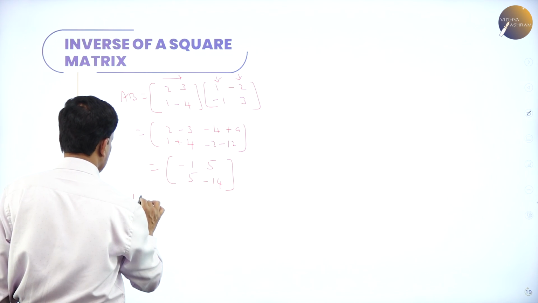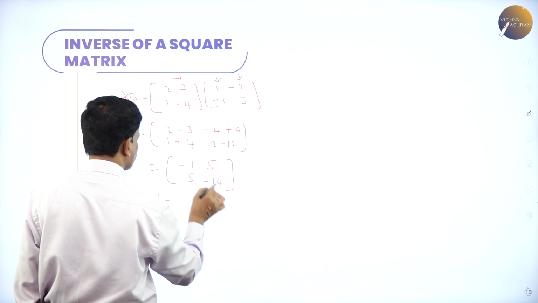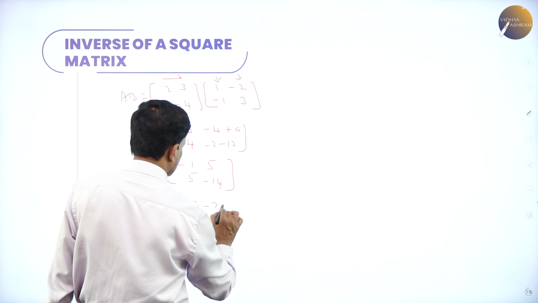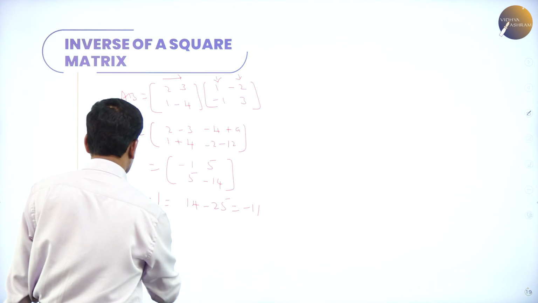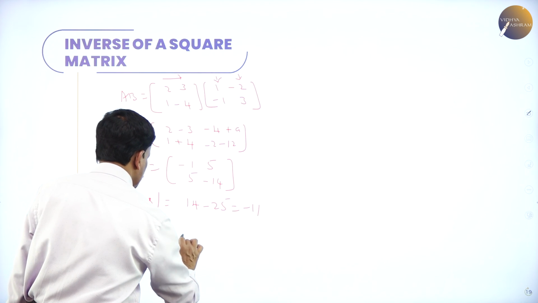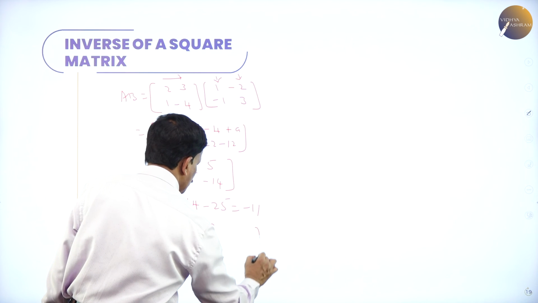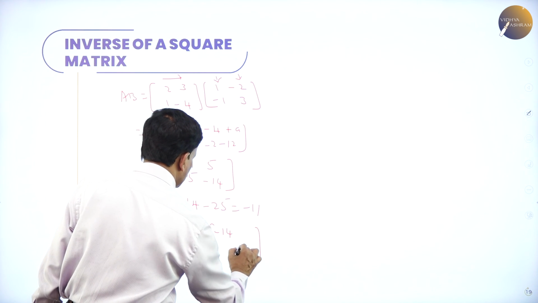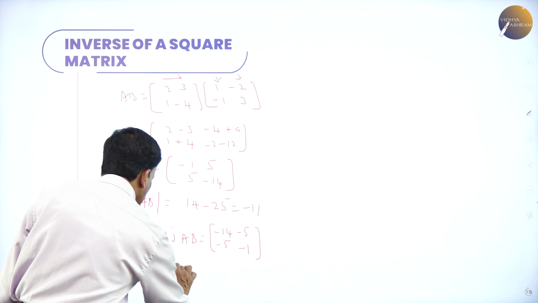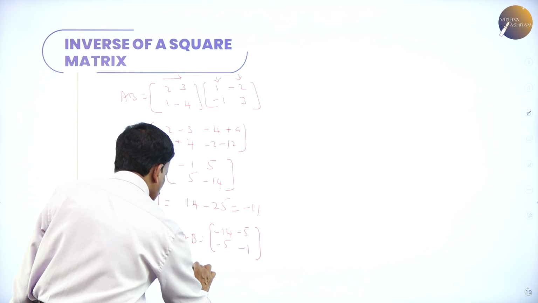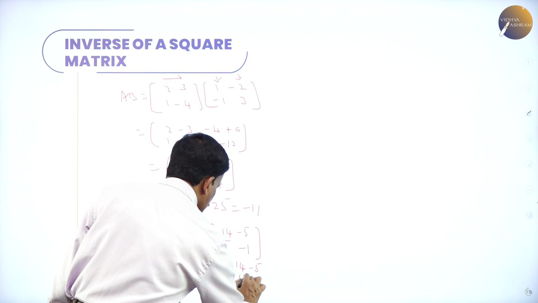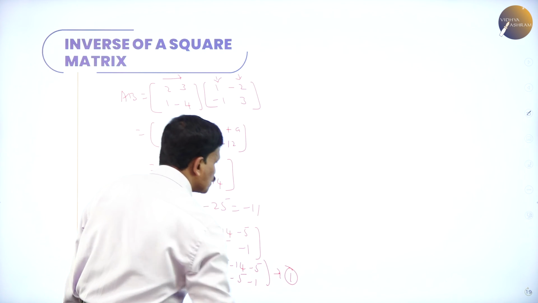So the determinant of AB is equal to minus into minus plus 14 minus 14, my 5 5s are 25, this is equal to minus 11. So therefore, find out the cofactor, the adjoint of AB is nothing but minus 14, minus 1, minus 5 and minus 5. So therefore, AB whole inverse is equal to minus 1 over 11 into minus 14, minus 5, minus 5 and minus 1. Let us call it equation number 1.